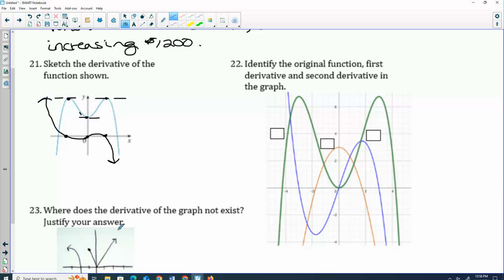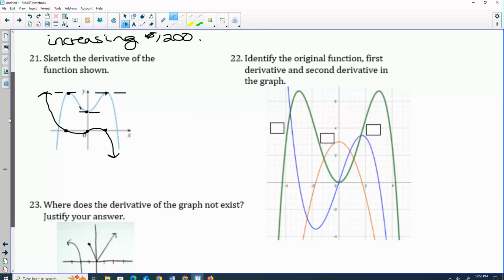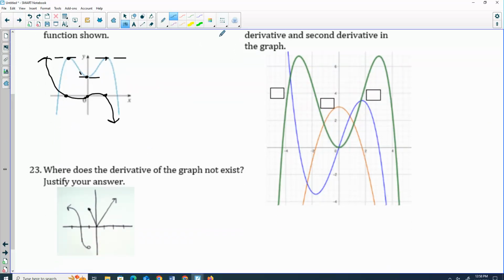These always confuse me. We are going to be working with them more in chapter 4. You should be able to find your zeros and then increasing and decreasing. Number 22 I know is a little hard to look at on your paper. Color helps. So in general, we're trying to find the original, the first derivative, and the second derivative.